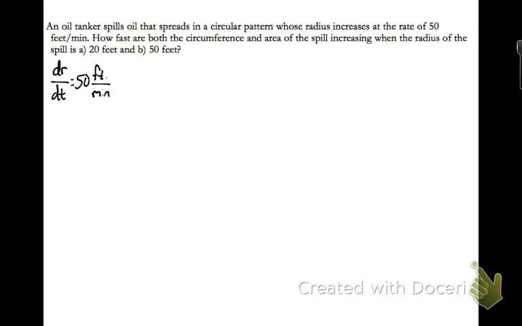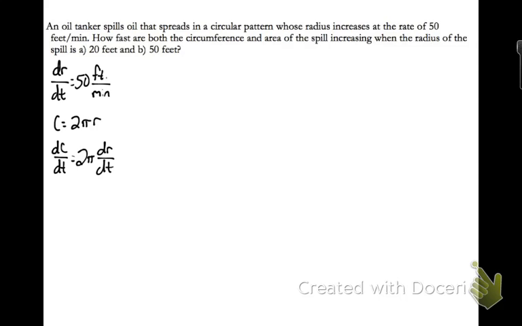What we want to know is how fast are both the circumference and area of the spill increasing when the radius of the spill is 20 feet and 50 feet respectively. Well, the circumference of a circle is 2 pi r, which means that dC/dt, the rate of change of the circumference, when we take the derivative, would be 2 pi times dr/dt.